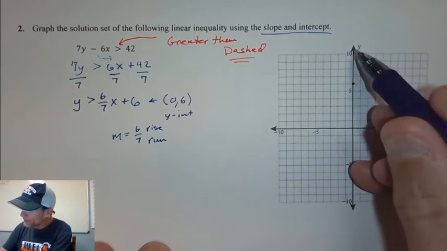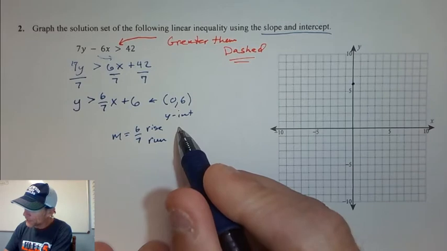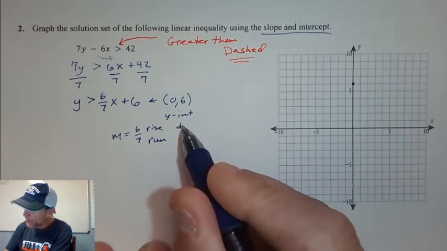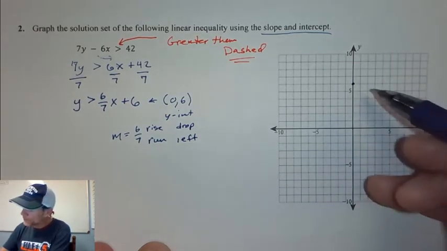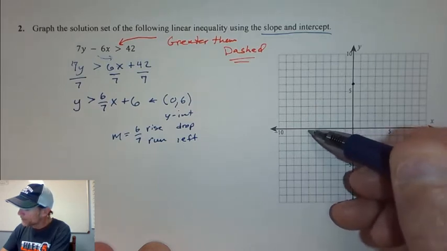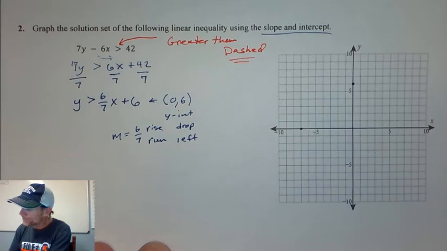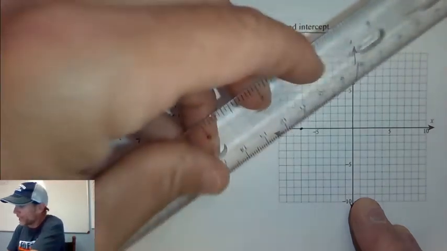Well, if I rise 6 and run 7, I'm off my graph here. So what I can do is the opposite of that. I can drop and go left. So from the starting point, I'm going to drop 6 and run to the left 7. So there are my 2 points using the slope-intercept method. And I'm going to draw a dashed line through there.